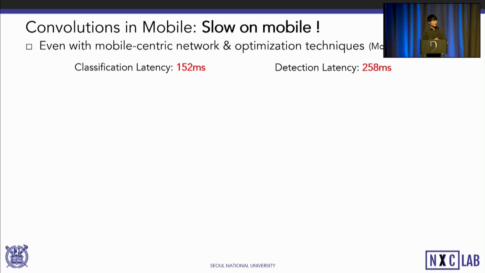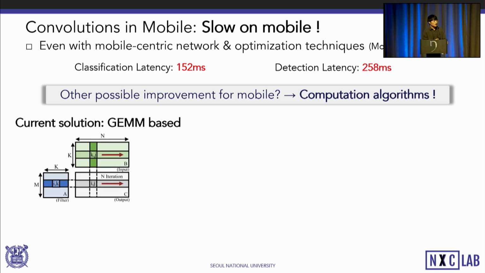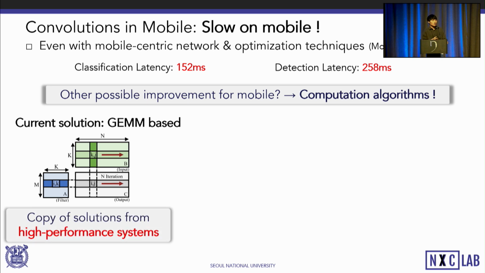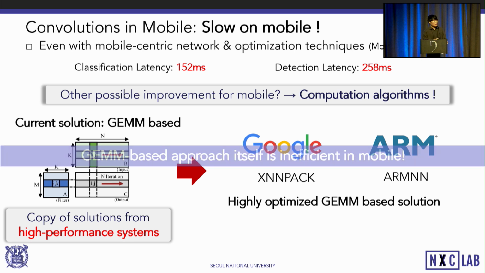We searched for other avenues of improvement and found that the computation algorithms used for convolution in mobile are taken directly from those of high-performance systems. This solution is based on GEMM, or general matrix multiplication. And while the GEMM computation itself is highly optimized in the mobile environment by the likes of Google and ARM, the approach of using GEMM in the mobile environment is highly inefficient due to the unique characteristics of the mobile environment, which differ from high-performance systems. Unfortunately, the current solutions use the copied solution from the high-performance systems without regard to these differences.